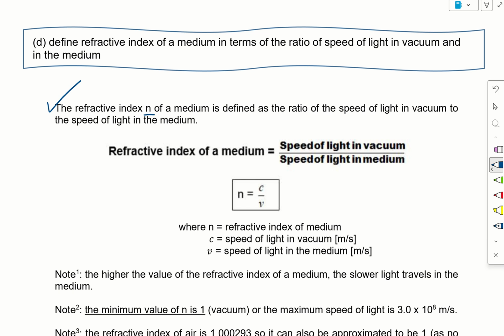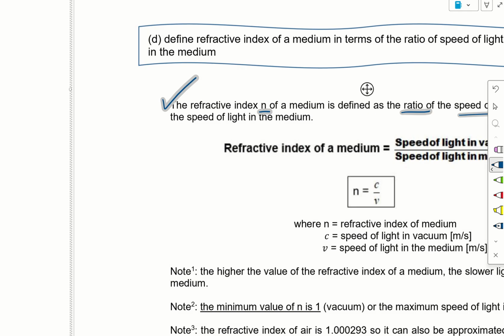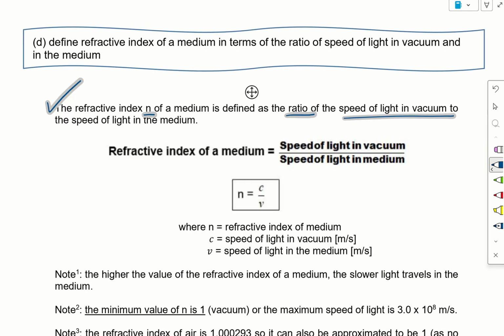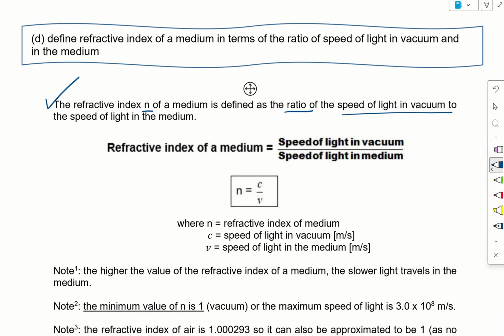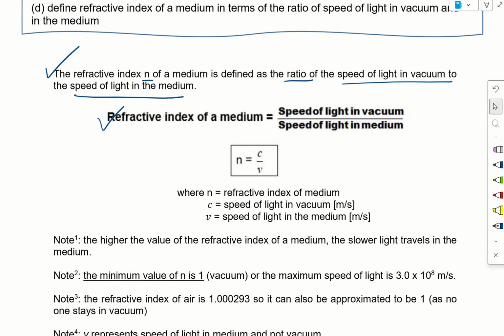So refractive index of a medium is defined as the ratio of the speed of light in vacuum to the speed of light in the medium. Now, since it is a ratio of the different speeds, this refractive index has no units. If I were to put it into a formula form, it looks like this: refractive index of a medium equals speed of light in vacuum divided by the speed of light in the medium.